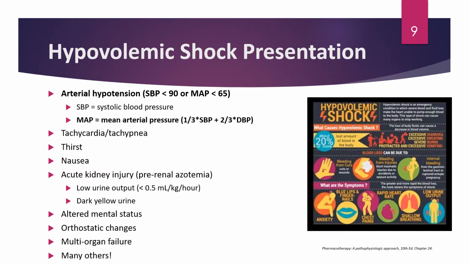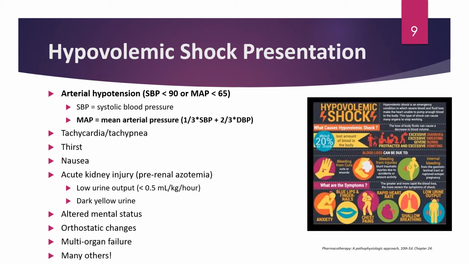In regards to presentation, usually patients that come in with shock are going to have arterial hypotension. And usually most of the time in practice, that is considered to be an SBP, or systolic blood pressure, less than 90 or a mean arterial pressure less than 65. And mean arterial pressure is calculated as 1/3 of the systolic blood pressure plus 2/3 of the diastolic.